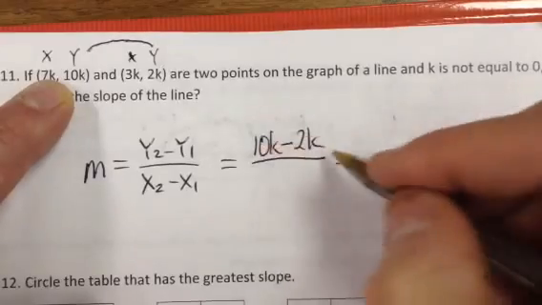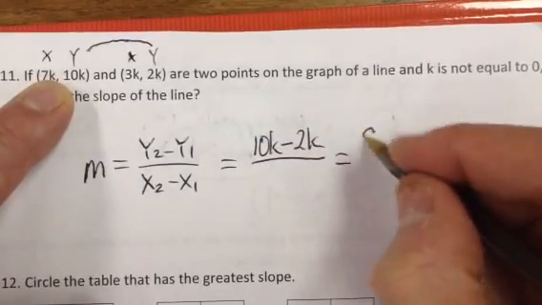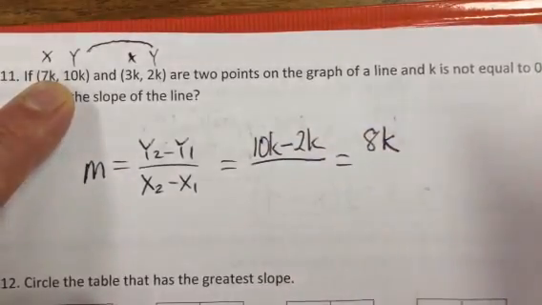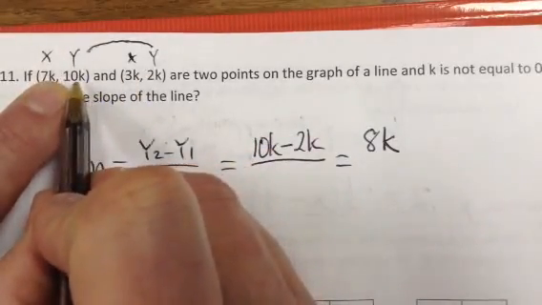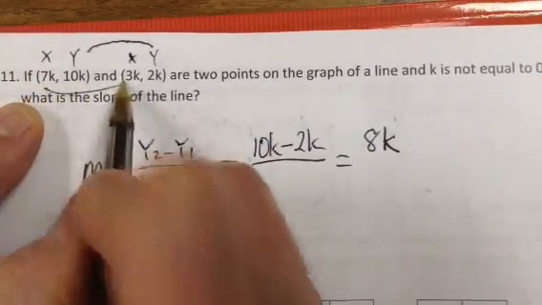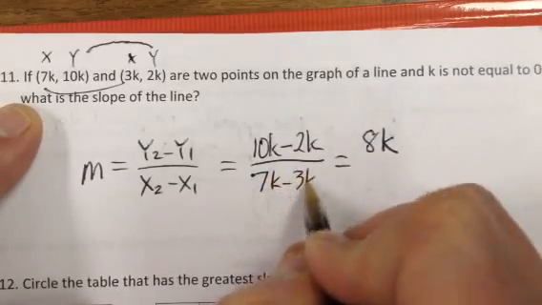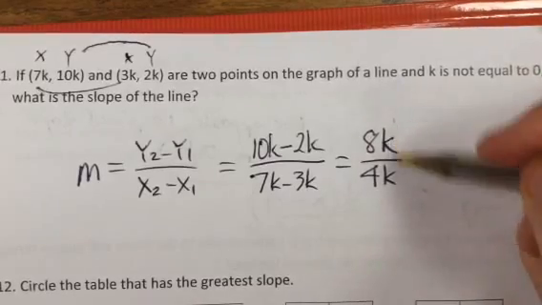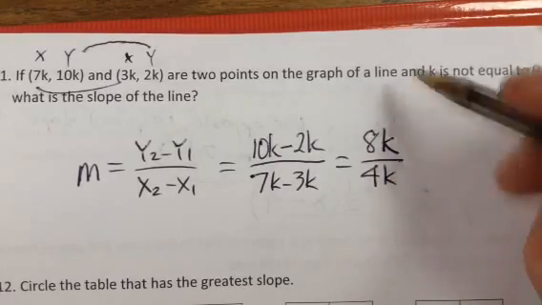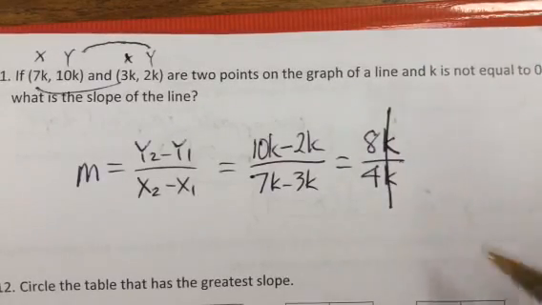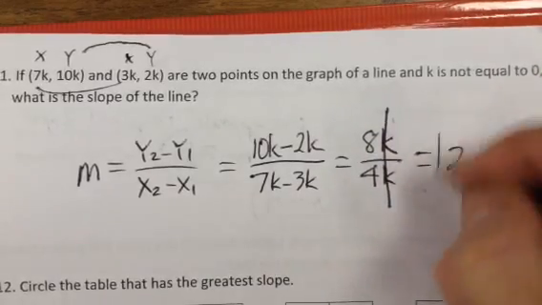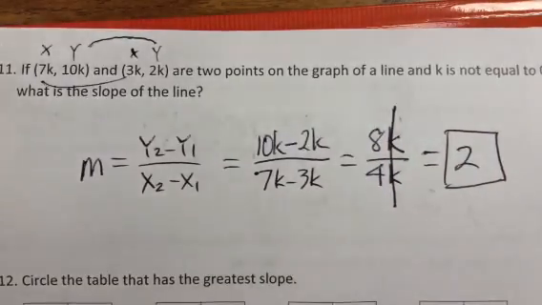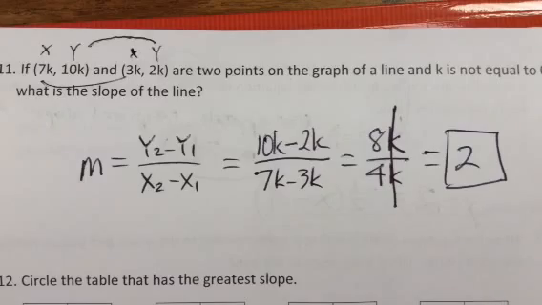Oh, okay, well those are like terms. 10k minus 2k is 8k. And let's subtract the x's in the same order. 7k minus 3k is 4k. Now, any number divided by itself is 1, so k divided by k is 1. The k's go away. Isn't that nice? What's 8 divided by 4? Your slope is 2. All right, so those k's are kind of like leeches. They just kind of hang on to you for a while. Just scrape them off, divide them out, and they're not going to be there.